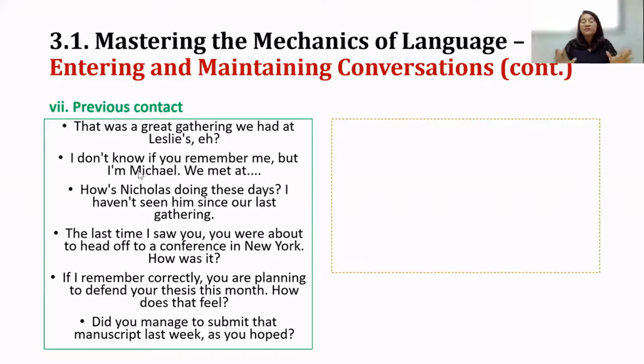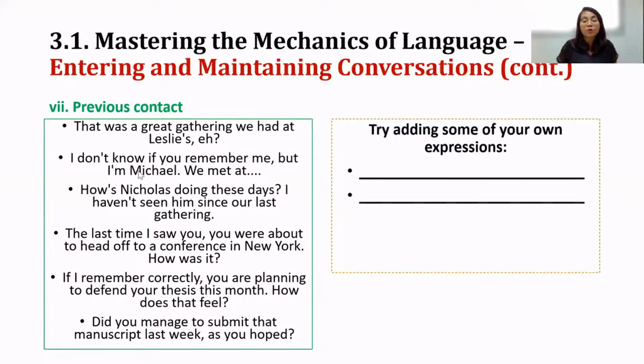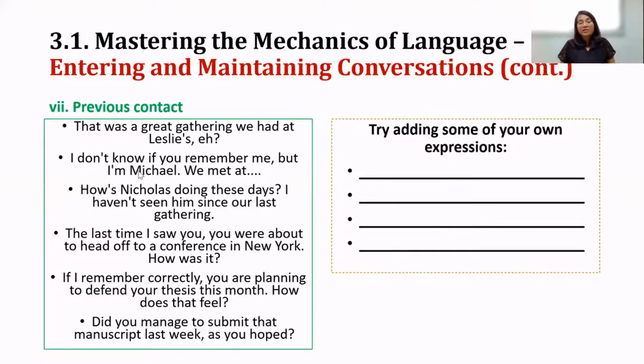Now it's time for you to add your own expressions. List down any expression that you can use to talk about previous contact in a small talk. Write it down in the yellow box on the right side of the slide. And whenever you're ready, you can move to another slide or continue this video. Otherwise, you need to stop or pause this video for a while to give yourself enough time to complete the box.